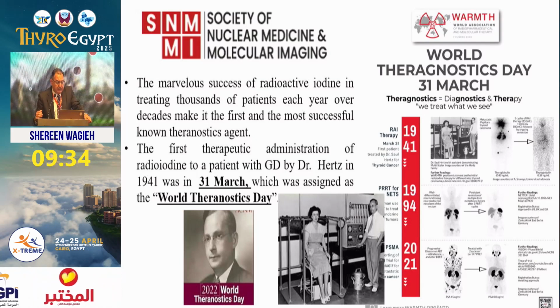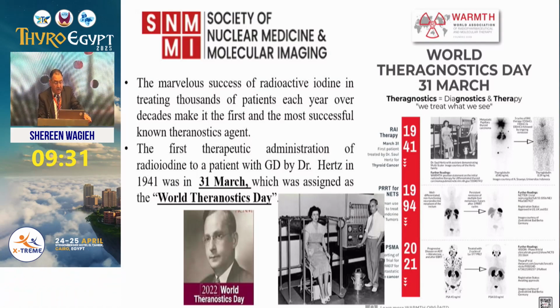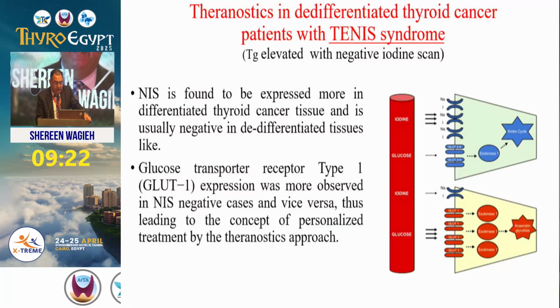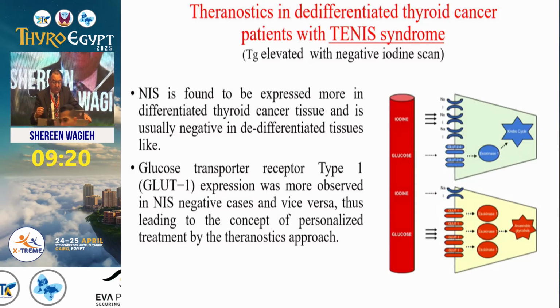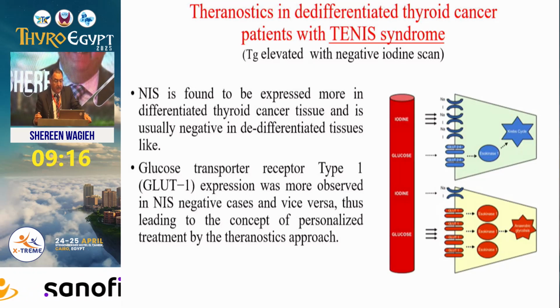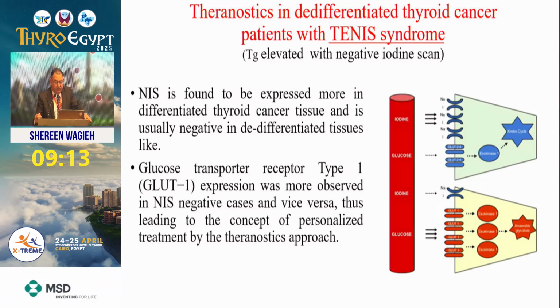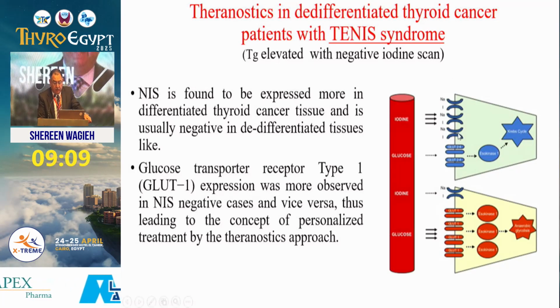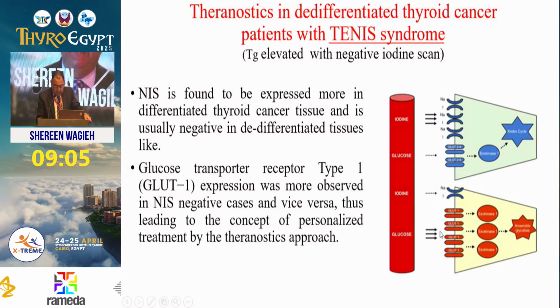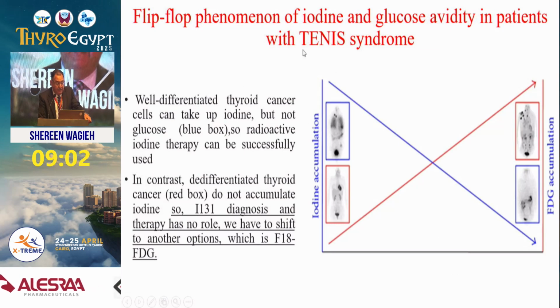The first theranostic administration of radioiodine in patients with Graves' disease was given by Dr. Hertz on the 31st of March, which was assigned as World Theranostics Day. Now we come to theranostics in dedifferentiated thyroid cancer. Those patients are named patients with TENIS syndrome, which is thyroglobulin elevated with negative iodine scan. In those patients there is significant depletion of sodium iodide importers on the cell membrane, associated at the same time with an increase in glucose transporters on the cell membrane. This is known as the flip-flop phenomenon.